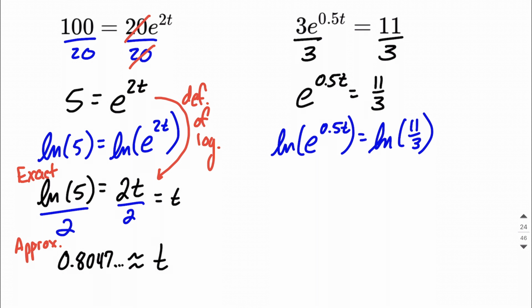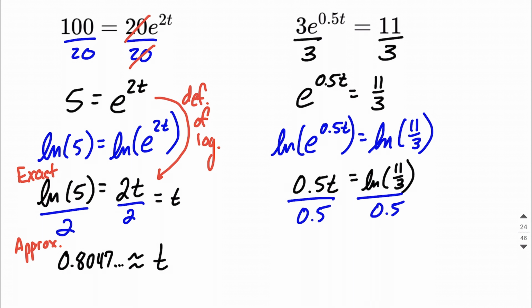On the left-hand side, the natural log and e composed together is going to be very nice, so we're going to be left with just the exponent. It's going to equal the natural log of 11/3. And then to isolate the t, we'll divide both sides by 0.5. So this will put t on the left-hand side all by itself.